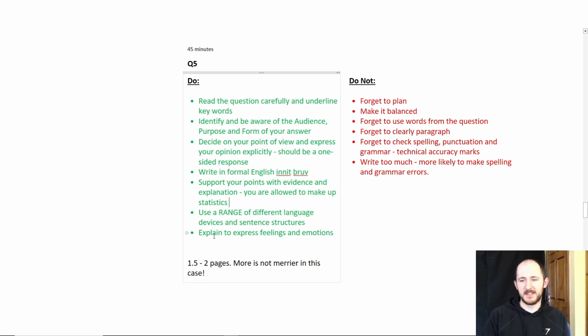Use a range of different language devices and sentence structures. So again, make your writing interesting. If your examiner falls asleep while reading your answer, you'll probably get marks very lowly. Very lowly? Very low.